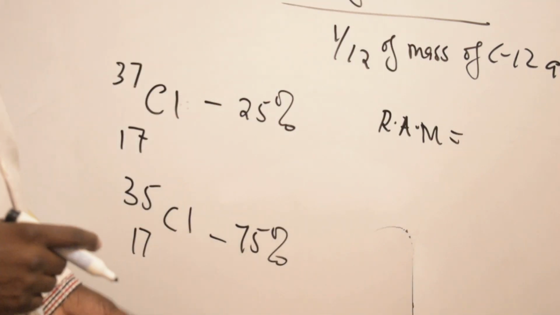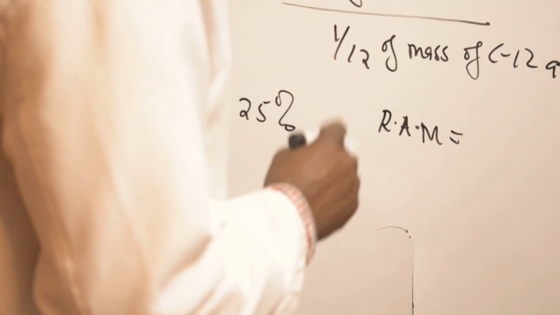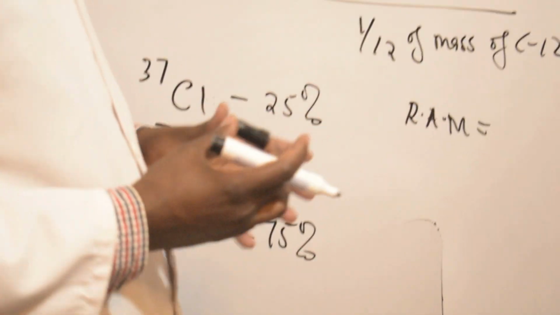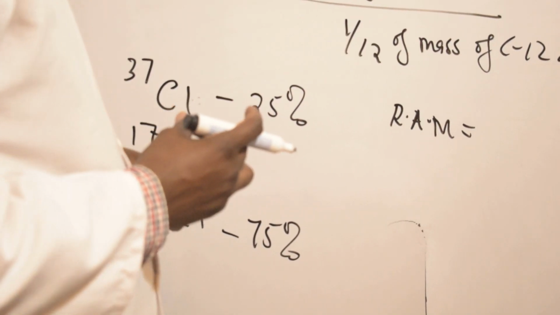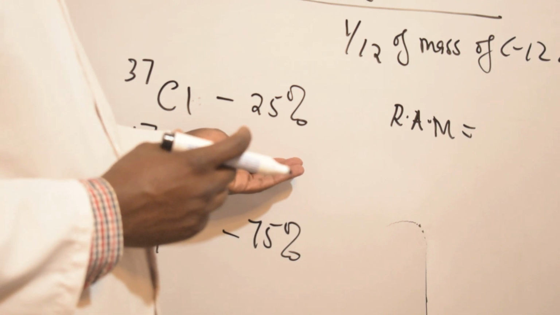Now, to be able to work out the RAM of chlorine, assuming that these are the only isotopes of chlorine, how are we going to work it out? We need to get the average mass of a chlorine atom. How do we work it out?